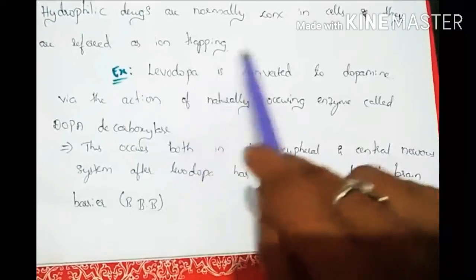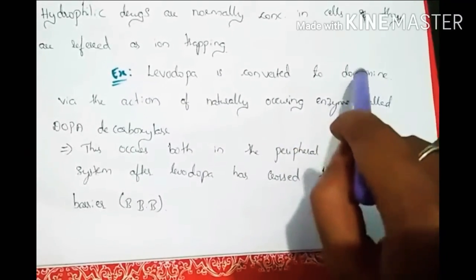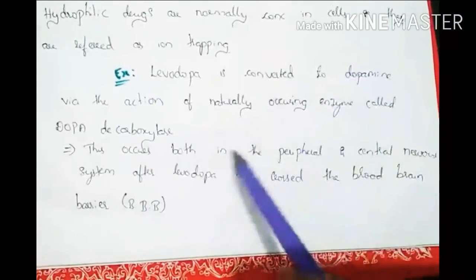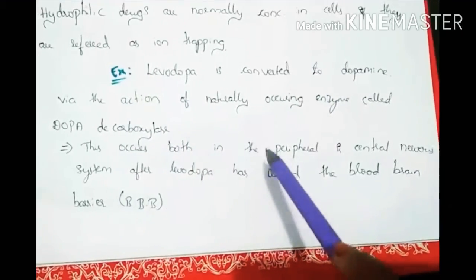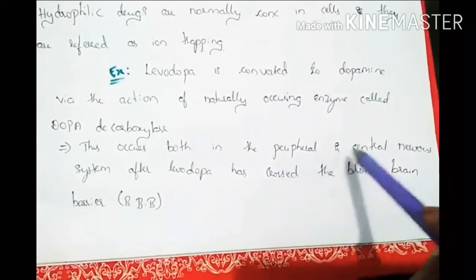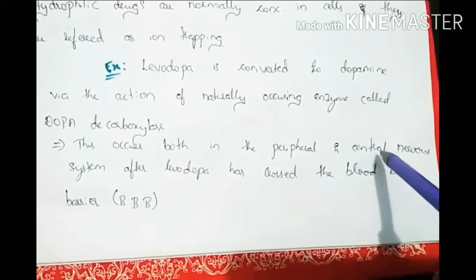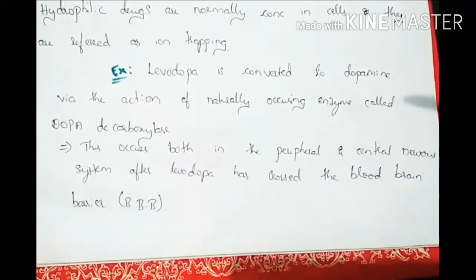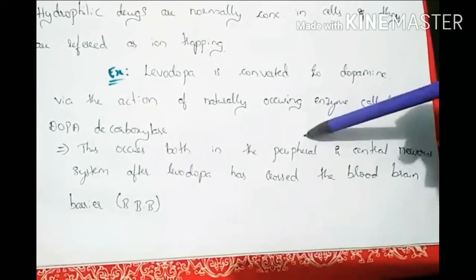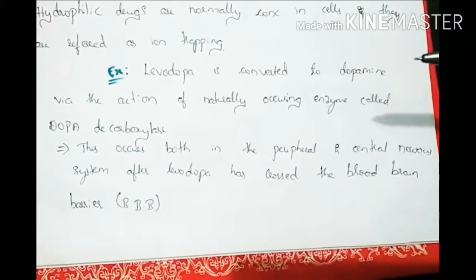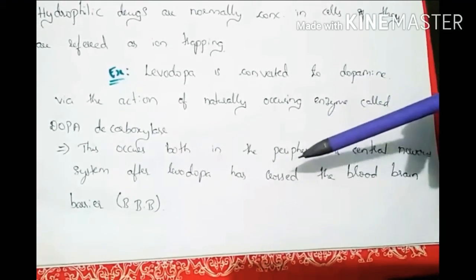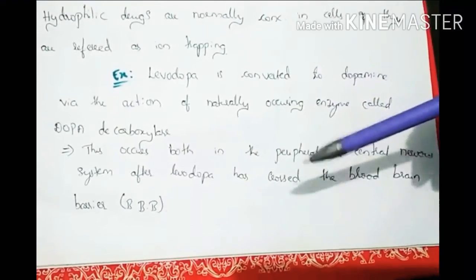The levodopa is converted to dopamine. Then it occurs in the peripheral and central nervous system. The central nervous system is nothing but the brain and spinal cord. The peripheral nervous system is the rest of the nervous system present in our body outside the brain and spinal cord.